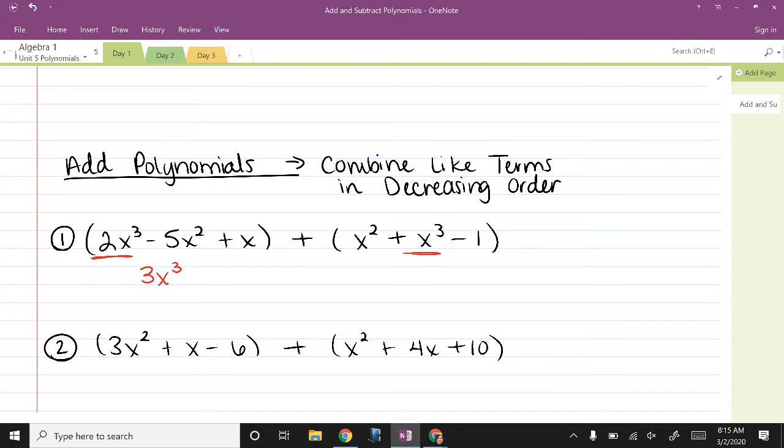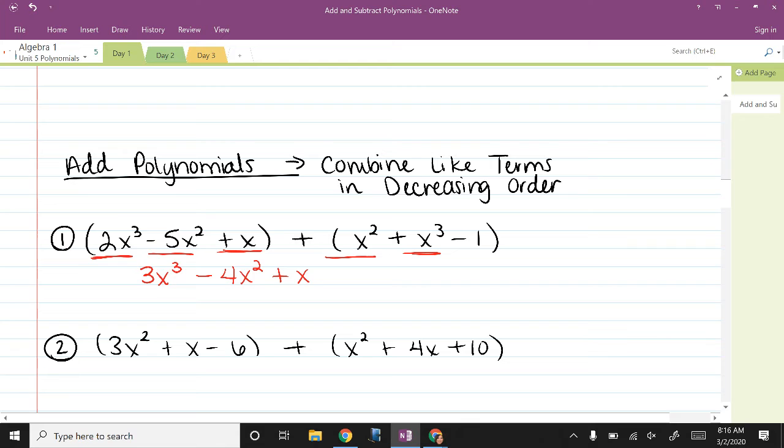All right, so then what's the next highest exponent? The squares, right? I got negative 5x squared, and I got a plus 1x squared. What's negative 5x squared plus 1x squared? Yep, negative 4x squared. Good. And now what's my next highest exponent? X to the first power, right? And I only have one of those terms, don't I? It doesn't have any like term buddies. So if it don't have any like term buddies, you just copy it like it says.